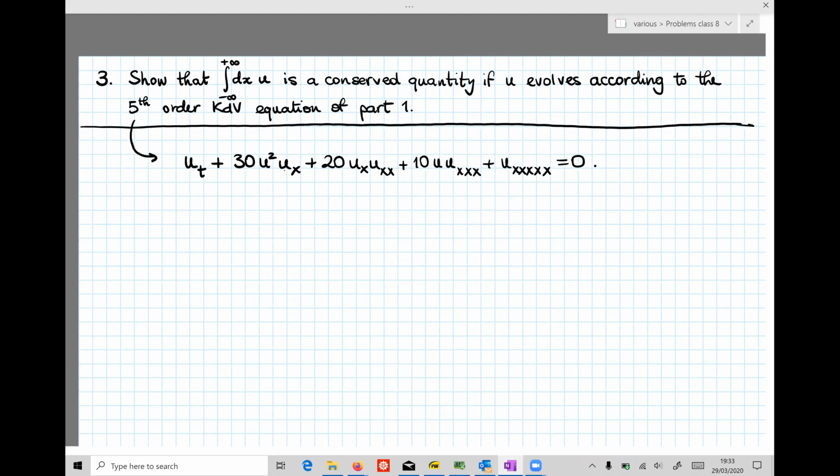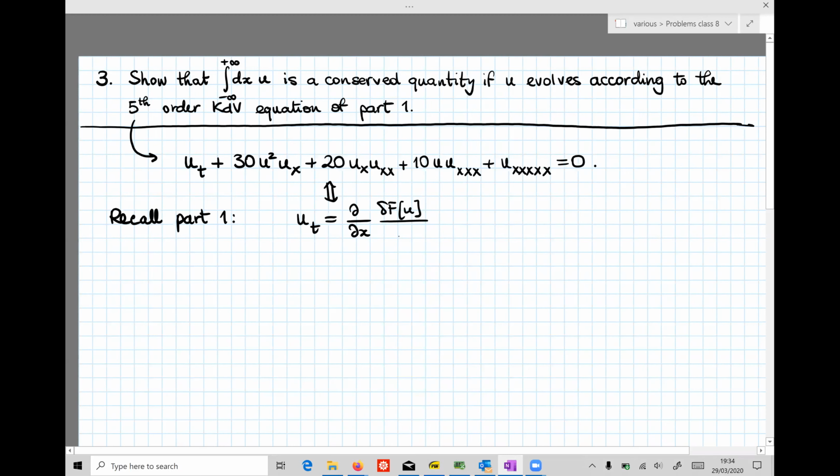So you could do the exercise from scratch. That's definitely what we did when we did this exercise for the KdV equation. But actually, there is no need to do that because we have done all the computations that were necessary in part 1. Because indeed, remember part 1. So we found that this equation here is equivalent to ut being equal to the partial derivative with respect to x of the functional derivative of F of u with respect to u.